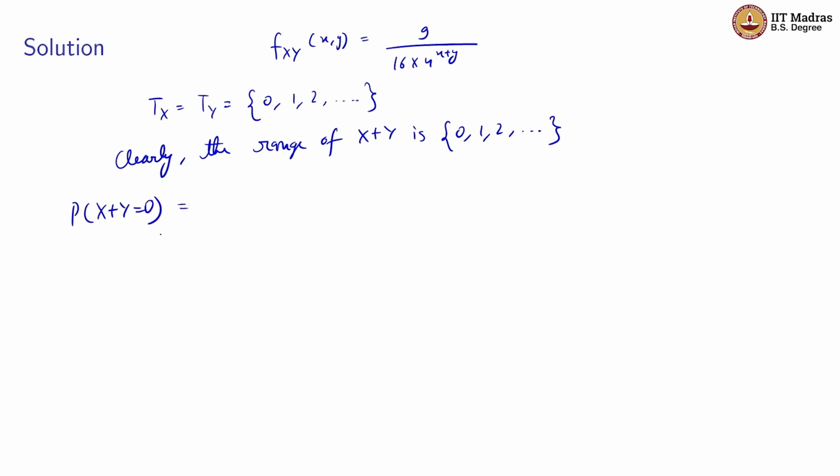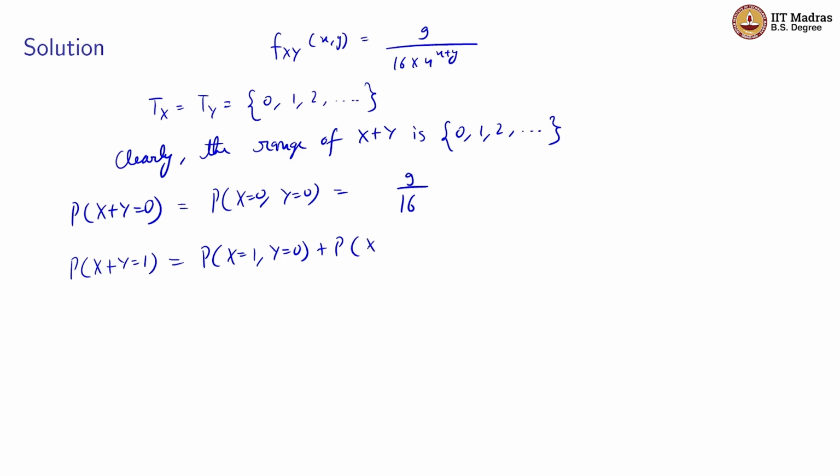So for finding the probability that x plus y is equal to 0, we have to sum the probabilities of all possible xy pairs where x plus y is equal to 0. So the probability that x plus y is equal to 0 will be equal to the joint probability that x is equal to 0 and y is equal to 0. So this is equal to 9 by 16, and the probability that x plus y is equal to 1 will be equal to the joint probability that x is equal to 1, y is equal to 0, plus the joint probability x is equal to 0, y is equal to 1.